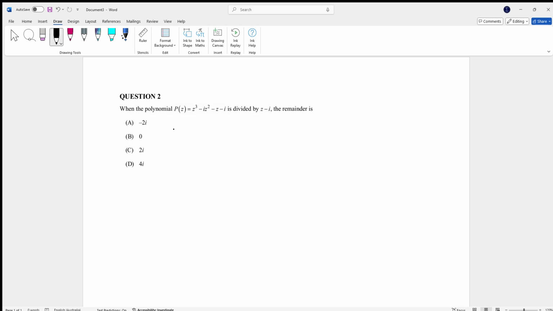So here, question 2: when the polynomial p of z equals z cubed minus i z squared minus z minus i is divided by z minus i, the remainder is, okay? So in my opinion, what we've got to do is just do long division. Don't do anything else because it will take too long. Okay, so let's set up the long division: z minus i divided into z cubed minus i z squared minus z minus i.